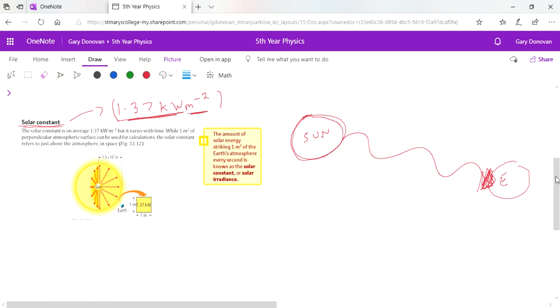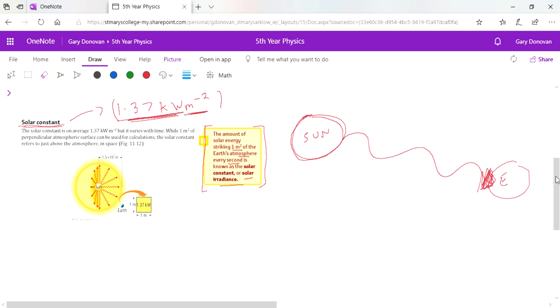So this is just a rough approximation, but in questions they'll tell you what the solar constant is. Now what do you need to know? You need to know how to do examples like I just did up there, and you need to know this definition. The solar constant is the amount of solar energy striking 1 meter squared of the Earth's atmosphere every second. It's known as the solar constant or solar irradiance.